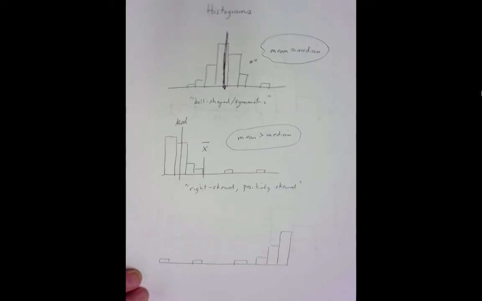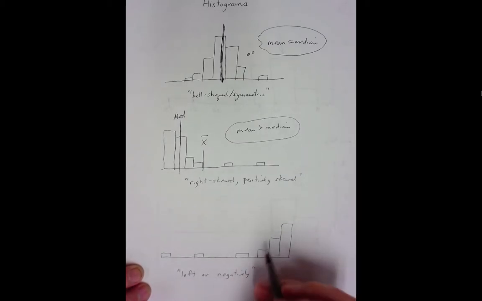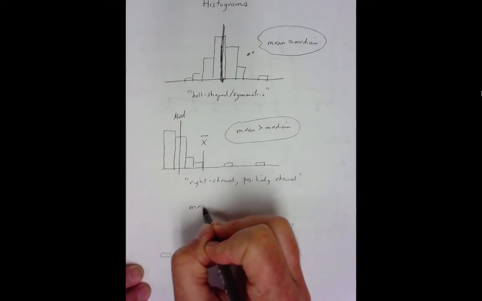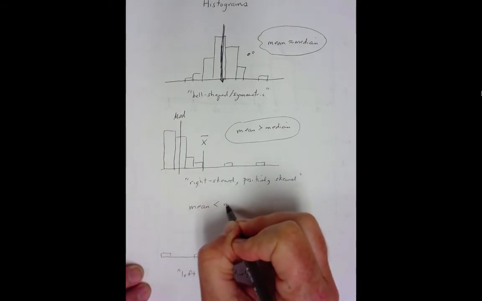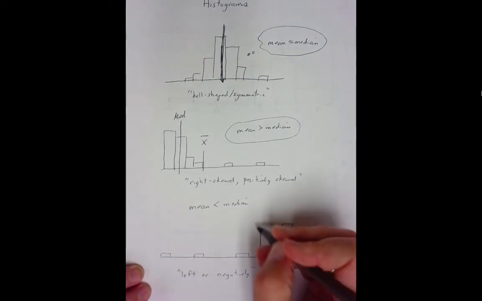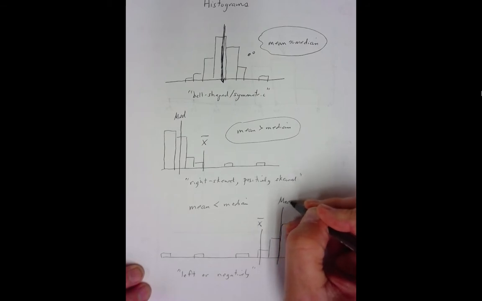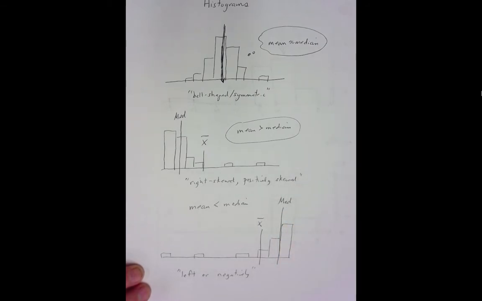Would be something like this, and this is a left or negative skewed distribution. What you can expect here is you can expect your mean to be significantly less than the median. So the mean will be about this location, the median will be about this location.